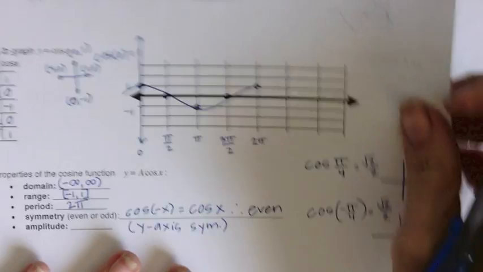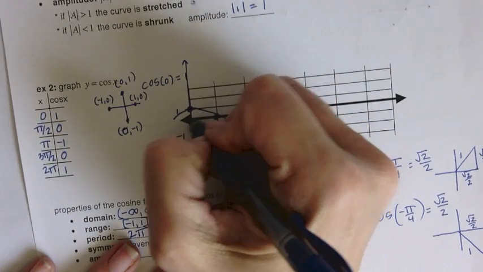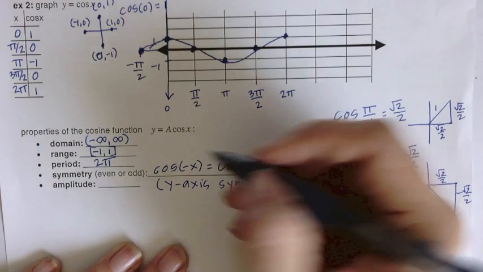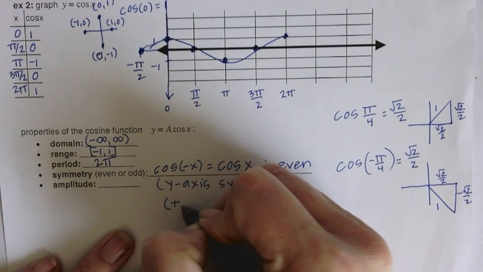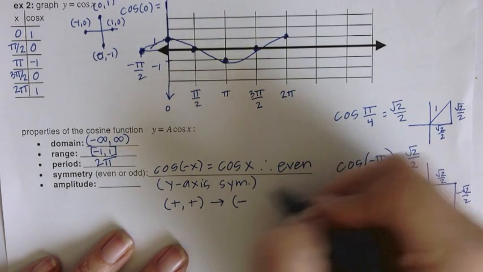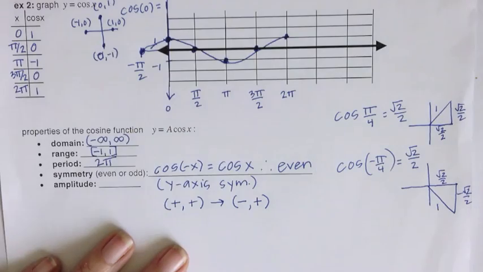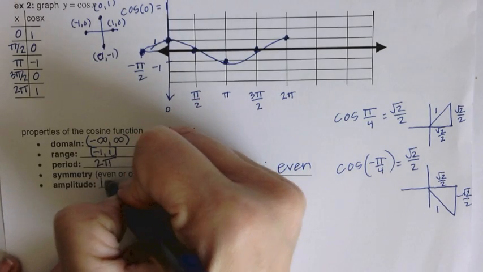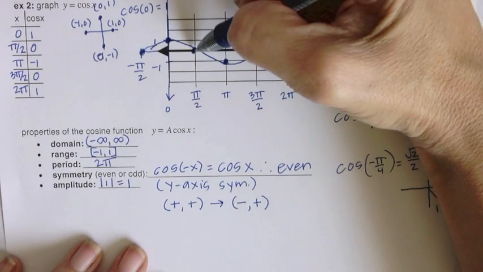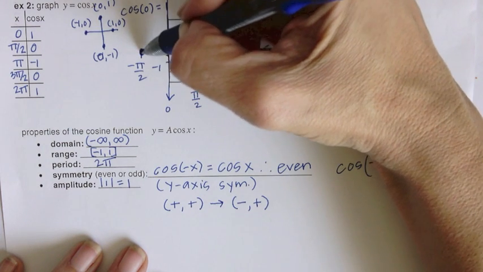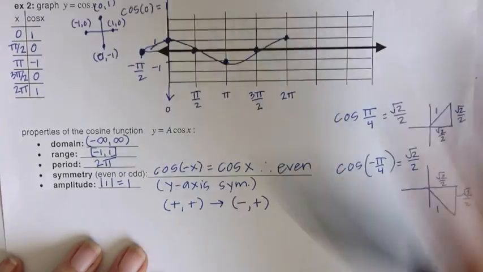And here, I'll just put negative pi over 2 on there. The y-axis symmetry says that if you have a positive x value and a positive y value, your x values will change signs, but your y values will stay the same. And this one still has the same amplitude. If you look right here, you go to pi over 2 and the answer is 0, and you get the same thing over here, negative pi over 2. So it has y-axis symmetry.